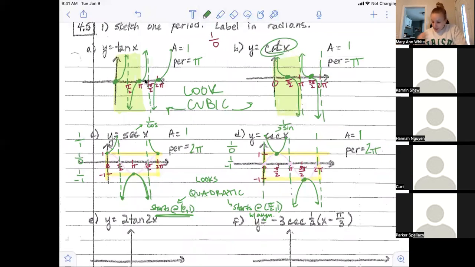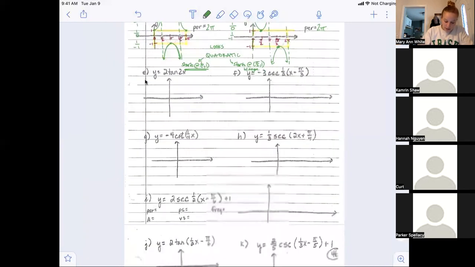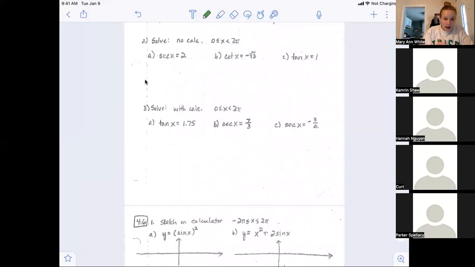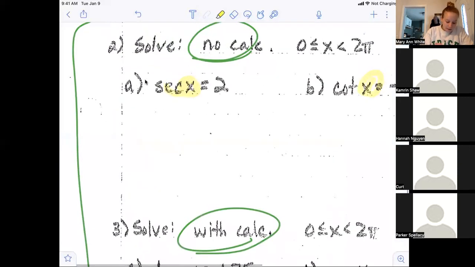Okay, the very last thing we're going to do is skip all of these transformations. I will not ask you to do that on your test. I want to do number 2 and number 3. Number 2 is a unit circle type because it says no calc. The second one says solve with a calculator. So we're going to do these two together. These are asking for our angles, x. We want to find the angles. Okay, let's do the unit circle one first. I think that's the harder one.